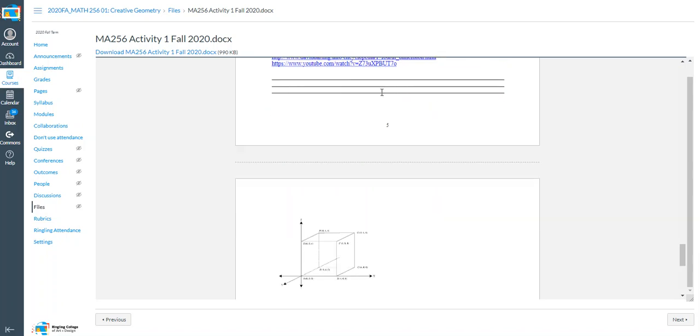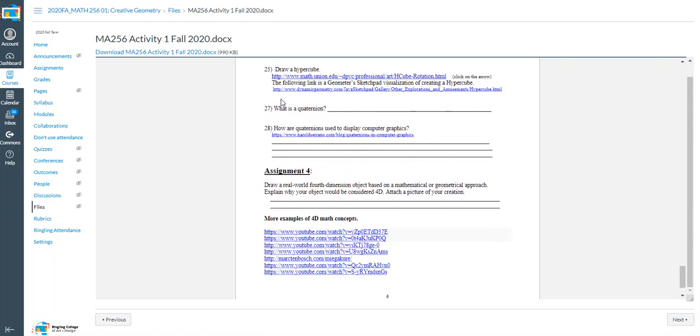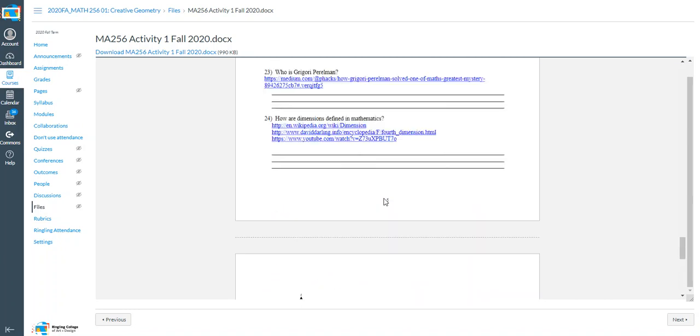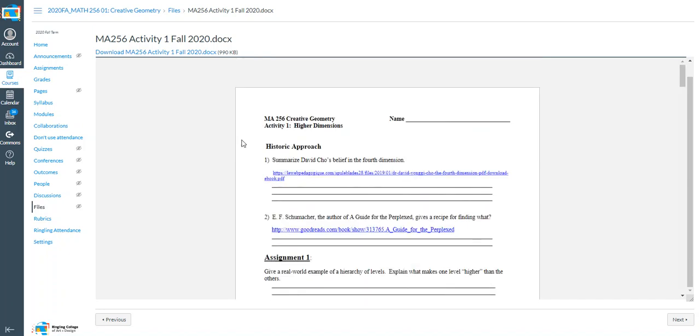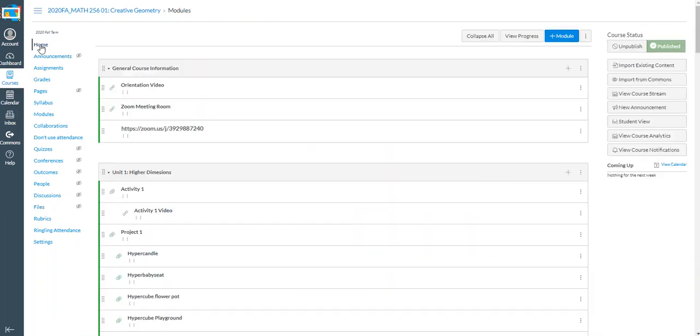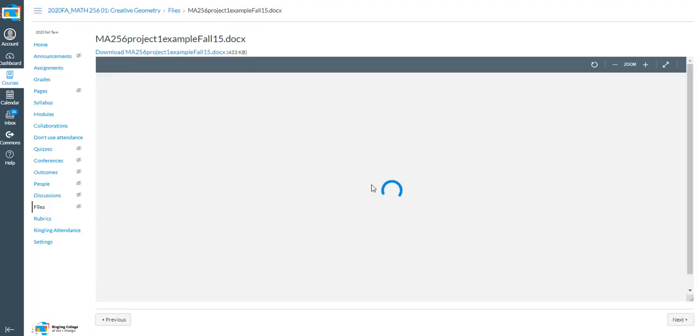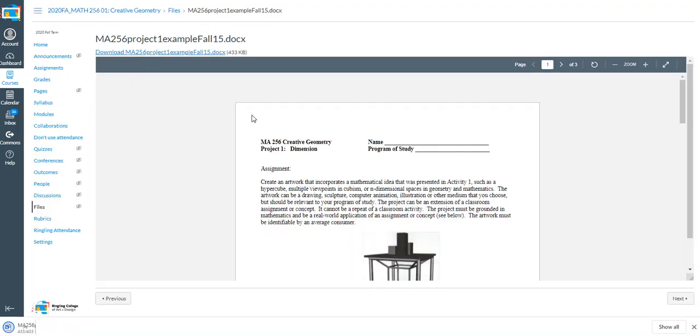And we're just trying to look at these examples. Hypercube, points in four space, quaternions, and then there was a bunch of examples that you can get. So also remember that there were some examples. Let's look at an example of a project, and I'll put the video right underneath here. Let's look at this hypercandle and see what this person did for their project.